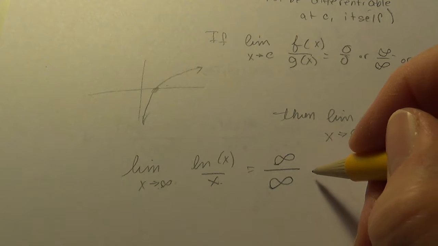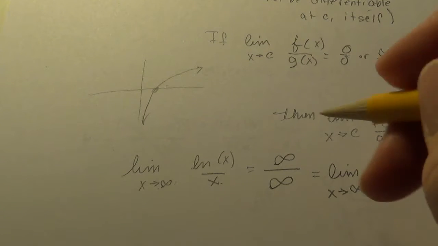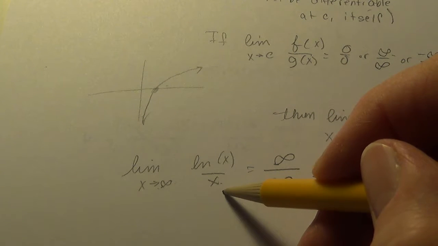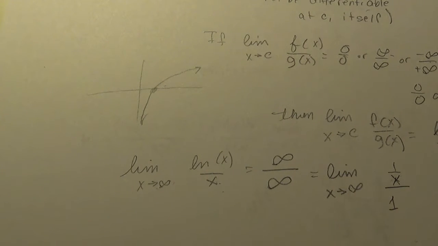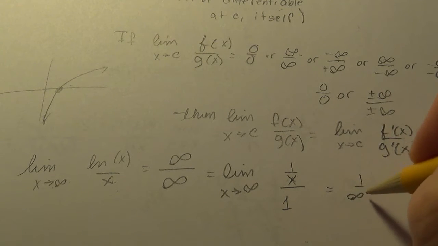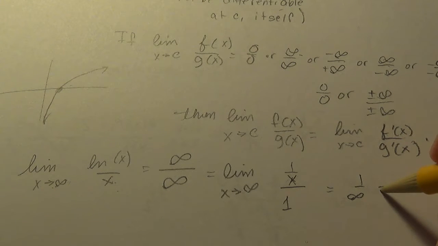So we can say that this equals the limit as x approaches infinity of the derivative of ln of x, which is 1 over x, and over the derivative of x, which is 1. So now we can take the limit of 1 over x, and that is just 1 over infinity. And we know that as the denominator gets infinitely large and the numerator stays at a constant, then we are approaching 0. So 1 over infinity is 0.